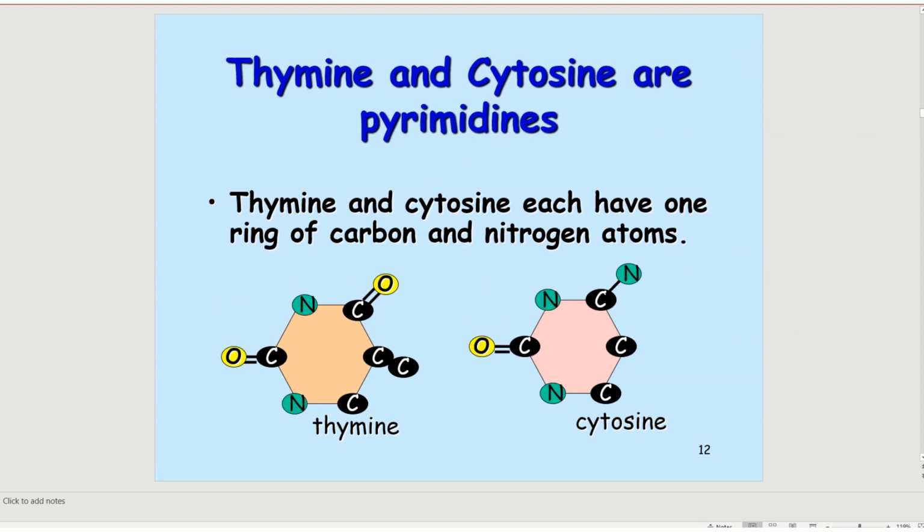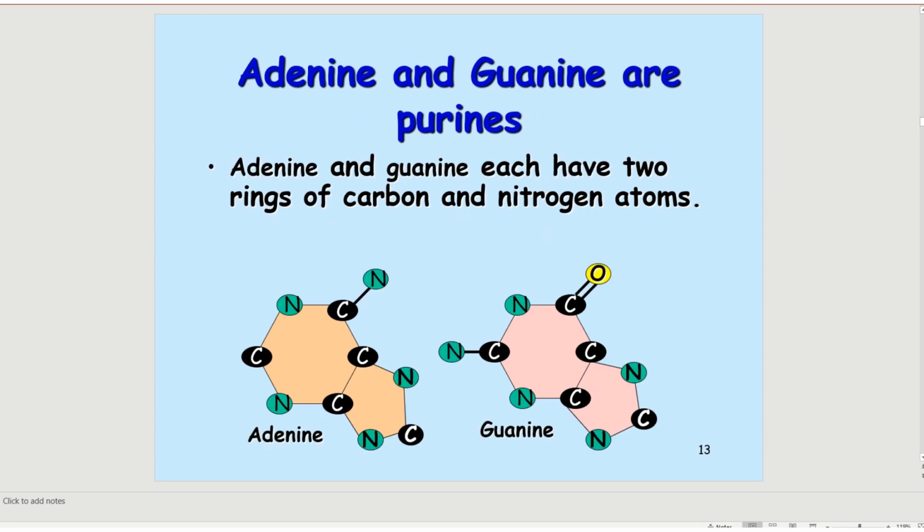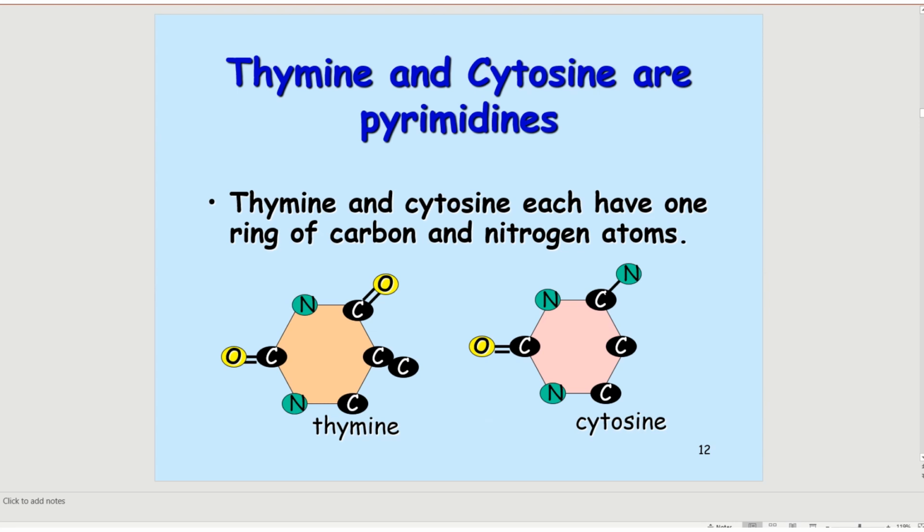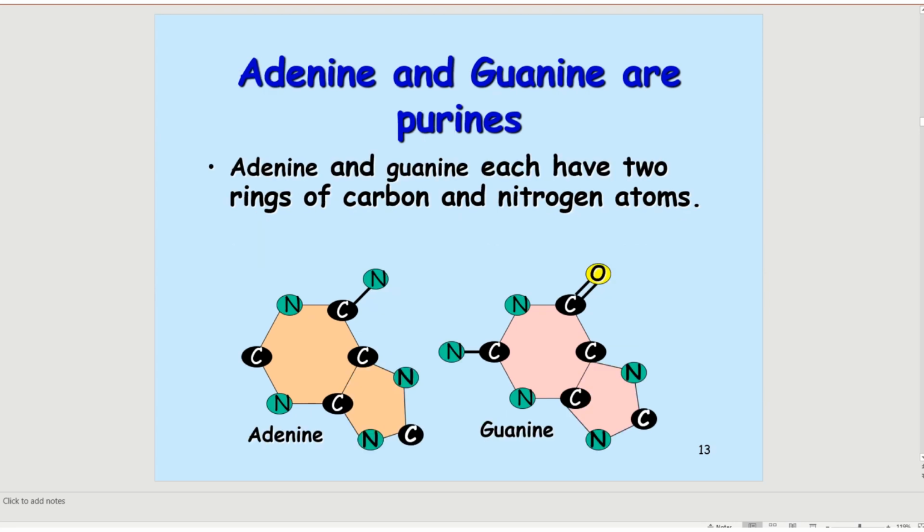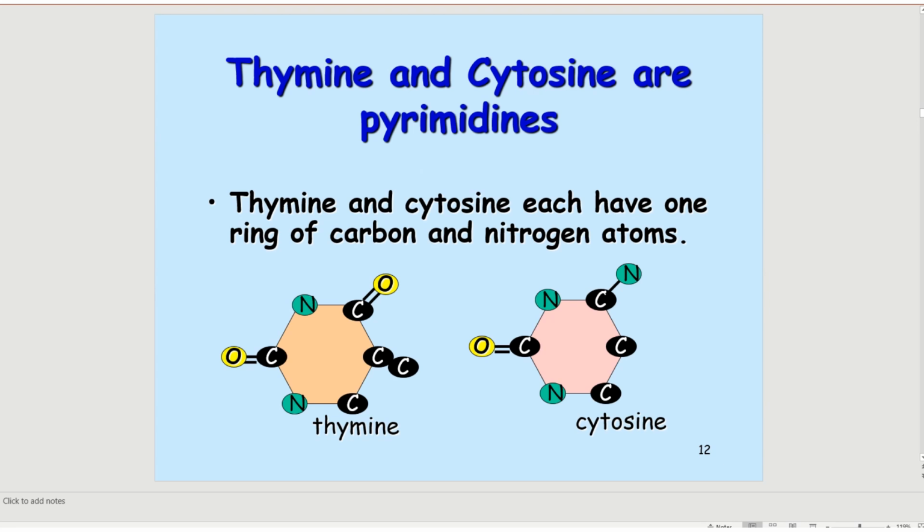And the pyrimidines are going to be T and C. And the purines are going to be A and G. And remember I told you that a big always goes with the small? So the big A is going to go with T or C, one of these. And the big G is going to go with one of these, T or C.